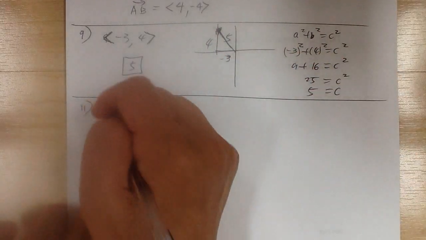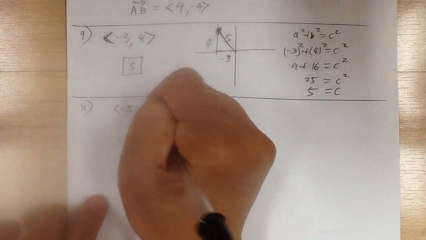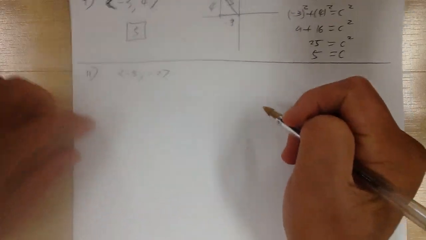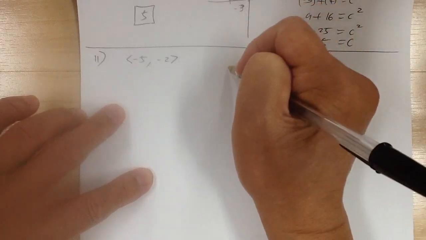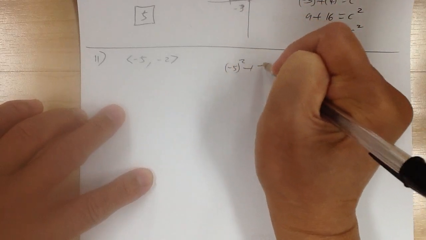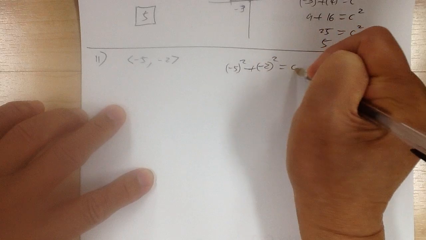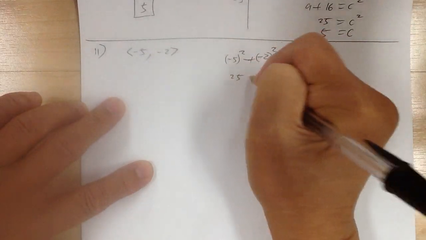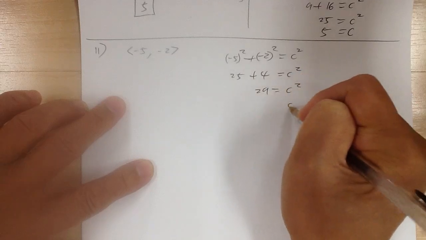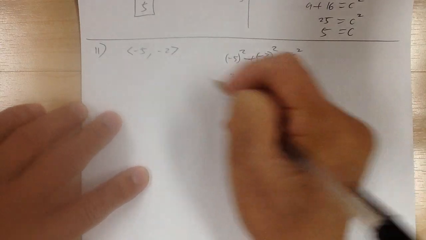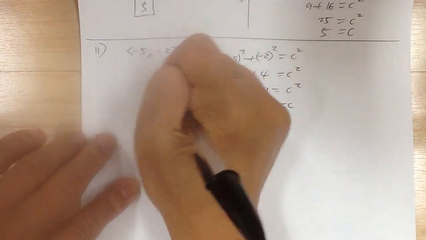Okay. Number 11, your vector is -5, -2. So this one, there's no shortcut. So you can just use your Pythagorean theorem. So -5 squared plus -2 squared equal to c squared. So 25 plus 4 equal to c squared. 29 equal to c squared. So c equal to square root of 29, and that would be the length. So it would be a square root of 29.